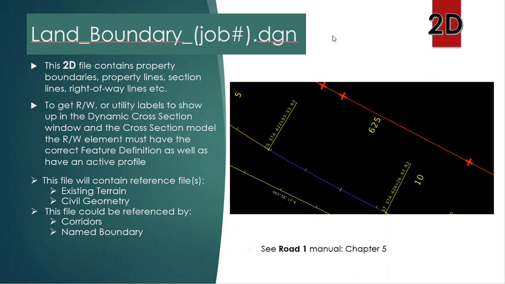This file will contain reference files of existing terrain and some civil geometry. This file could be referenced by the corridors and the name boundary. And there's more information on this and what we do in Road 1 Manual Chapter 5.